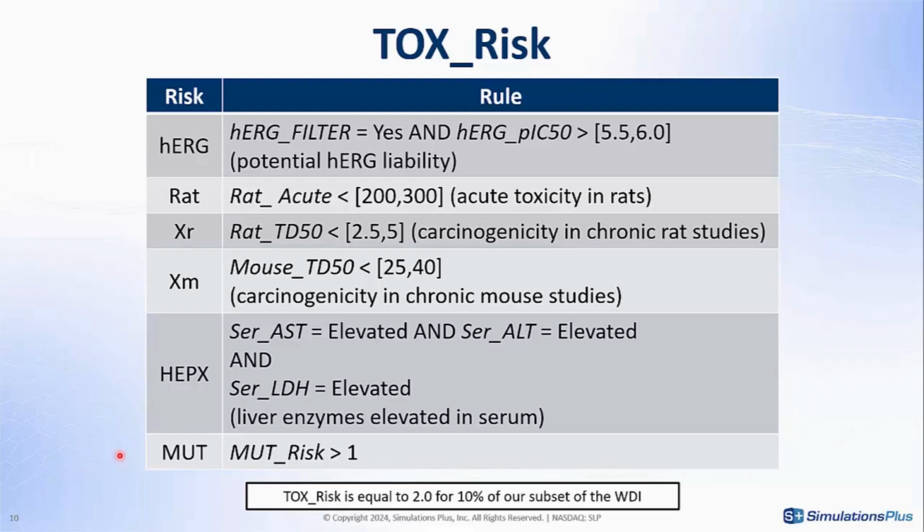So the maximum penalty for anything would be 6, because there are 6 risk rules. When we apply these to our subset of the World Drug Index, the risk is about 2 for 10%. So this would be kind of a cutoff. If your tox risk is above 2, then you want to maybe deprioritize that compound.